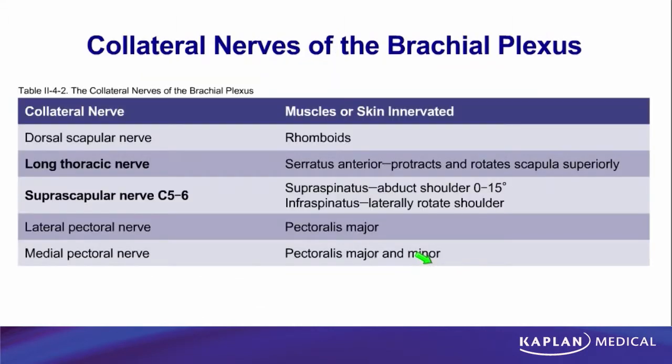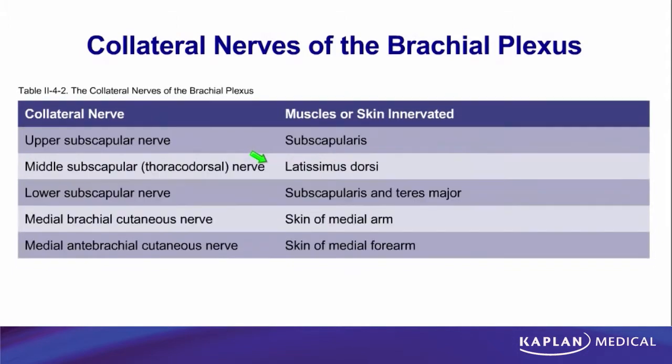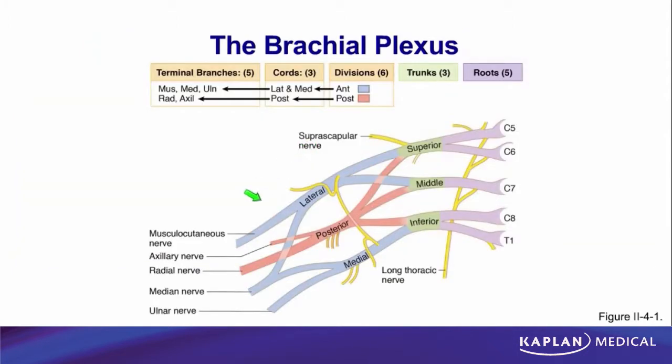And if we look at this chart that shows the collateral nerves, sure enough, you look at what muscles they innervate, and they're the very proximal muscles around the shoulder and the axilla, right? Whereas the 5 terminal nerves are going to innervate the muscles further distal, in other words, the muscles of the arm, forearm, and hand. So now let's look at the terminal nerves.